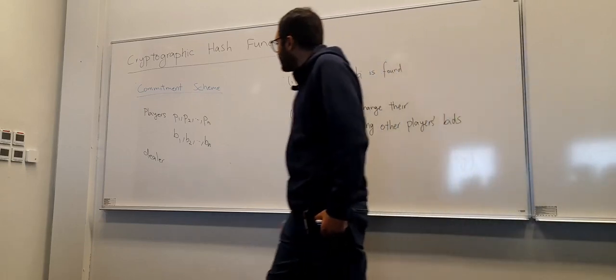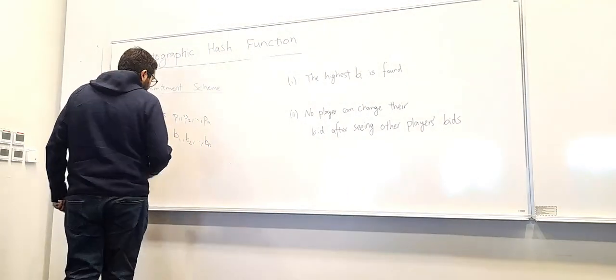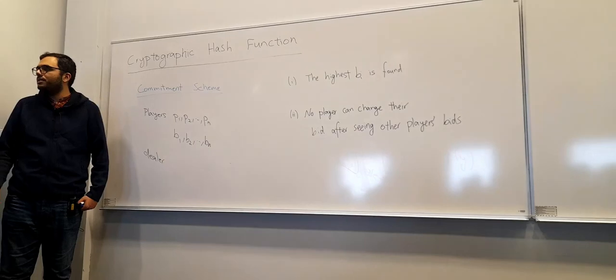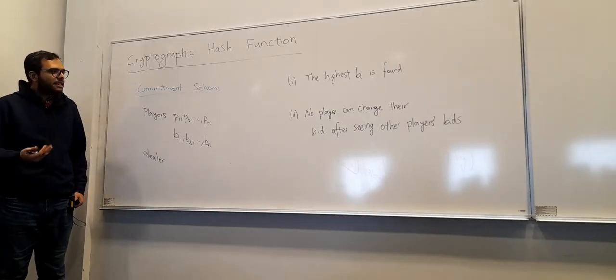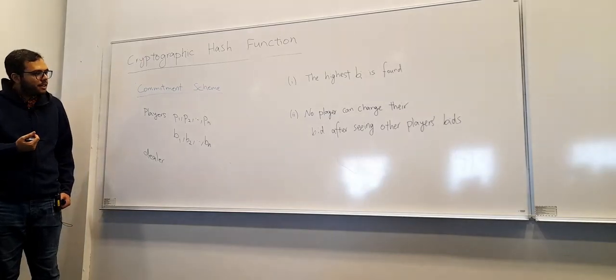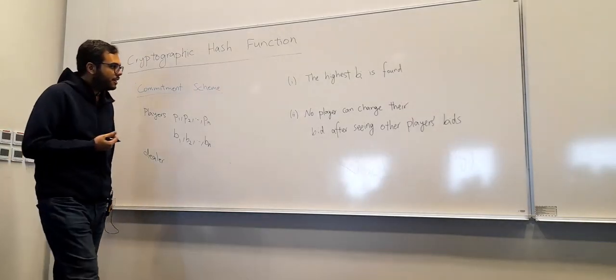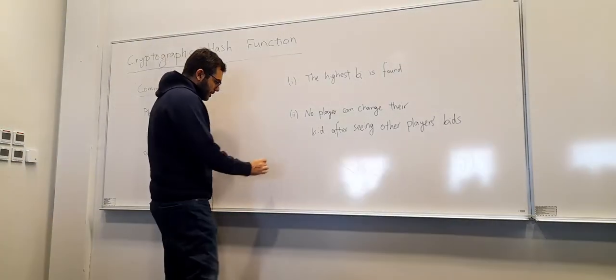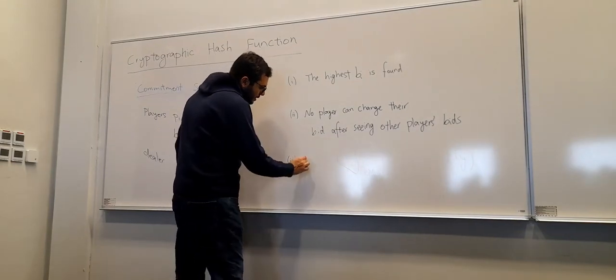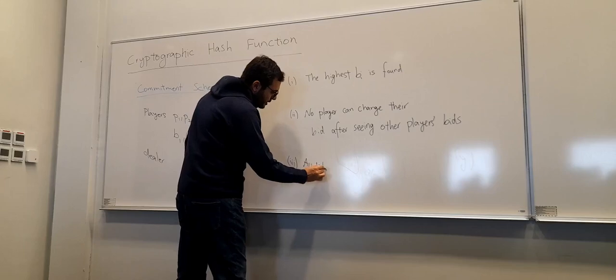Because even if I see that, let's say I'm player 2 and I see that player 1 has bid 10 units, I can just bid 11 units, right? Even that is cheating, even though I might not win in the end. Okay. But I also want a third property, which is very important, and that's auditability.